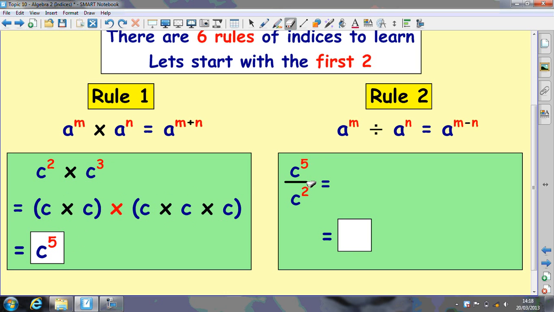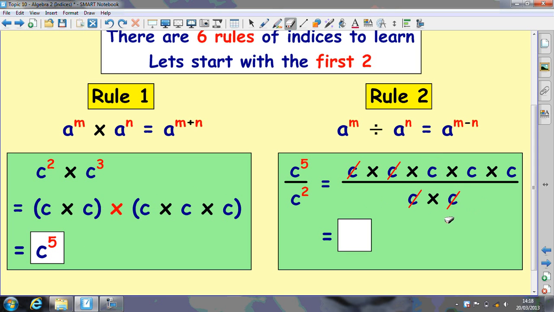And when you divide indices, rule 2 says that you take them away. So if we look at the top line, we can have C times C times C times C times C. And in the bottom line, just C times C. And we've crossed out 2 in the bottom and 2 in the top. This is dividing by C top and bottom, then doing it again. And you're left with 3 C's in the top and just a 1 in the bottom. So it would be C to the power 3. An easier way to do it is just do the 5 take away the 2.